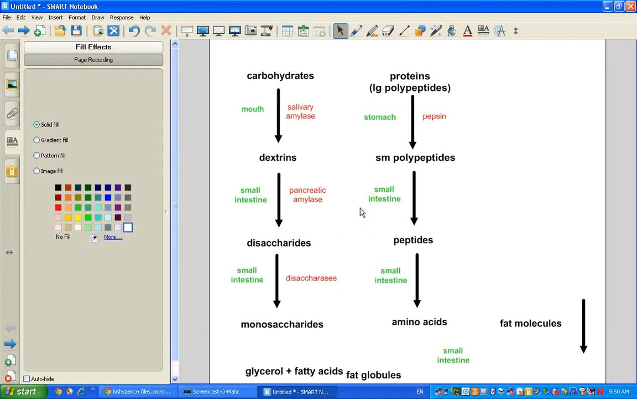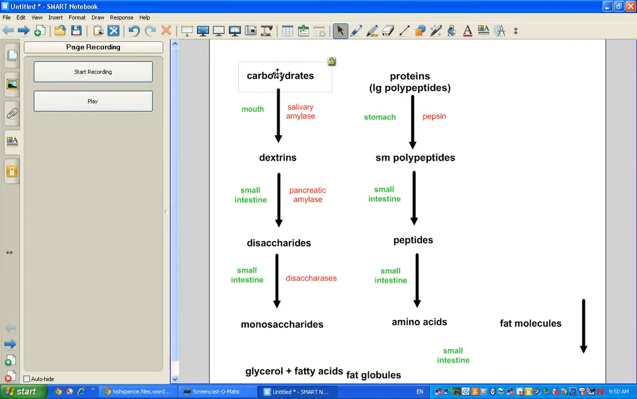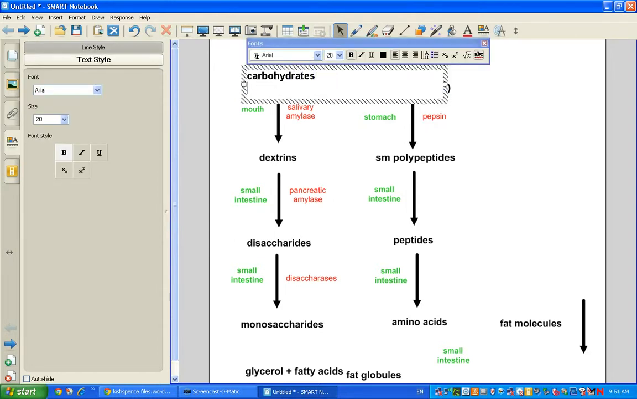Okay, so there's the carbohydrates. They're acted on in the mouth by salivary amylase that comes from your salivary glands to be broken down. We could identify this a little more if you want. So these are complex large polysaccharides. It might help for you to understand it a little better.